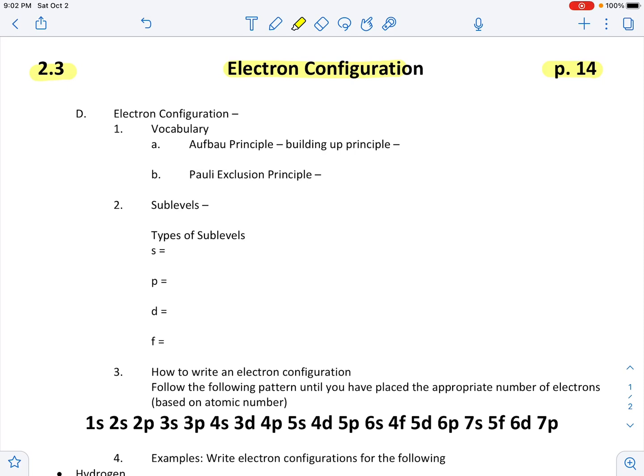We are going to talk about electron configuration today. One thing you definitely need is your periodic table handy. So if you don't have that handy, go ahead and hit pause. Come right back to us.